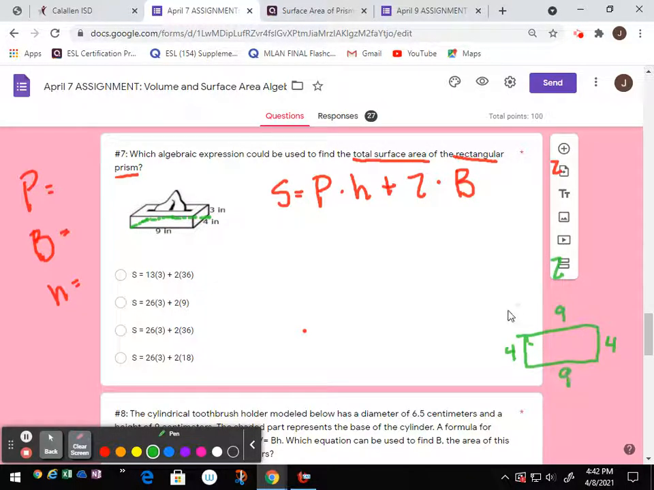9 plus 9 is 18. And then 4 plus 4 is 8. So 18 plus 8 is equal to 26. All right, so our big P is 26.